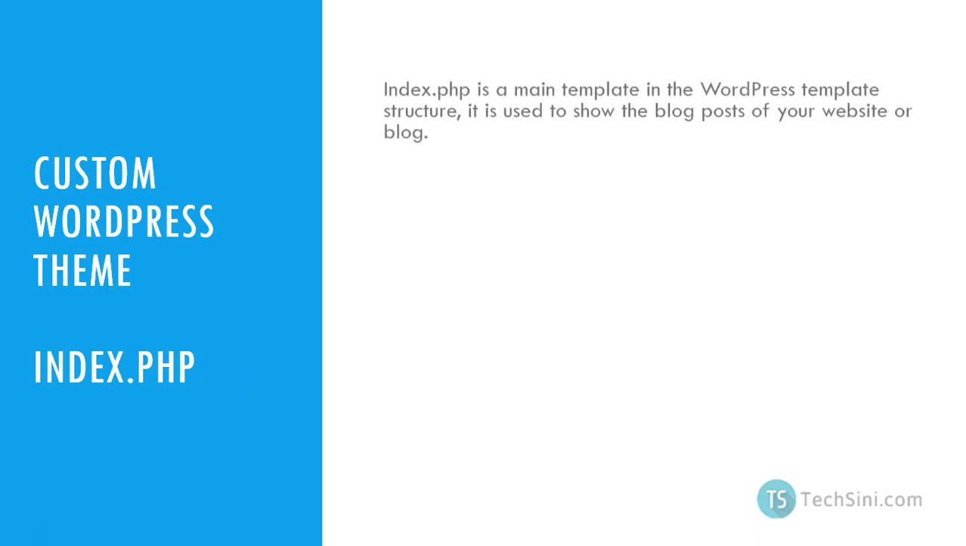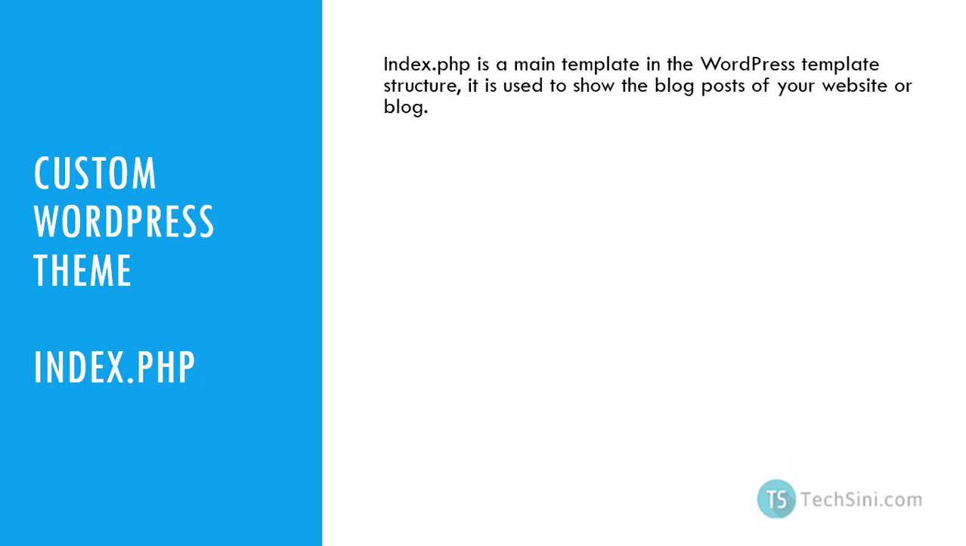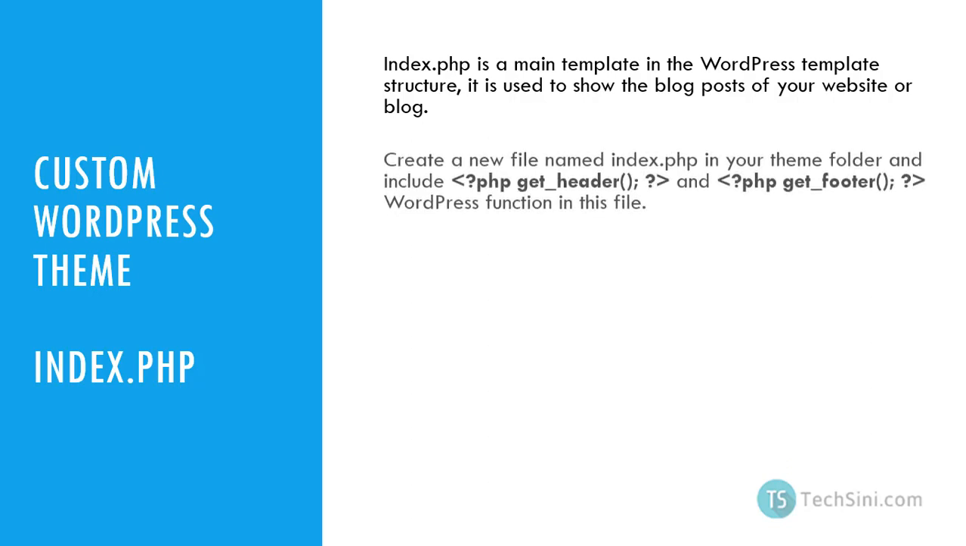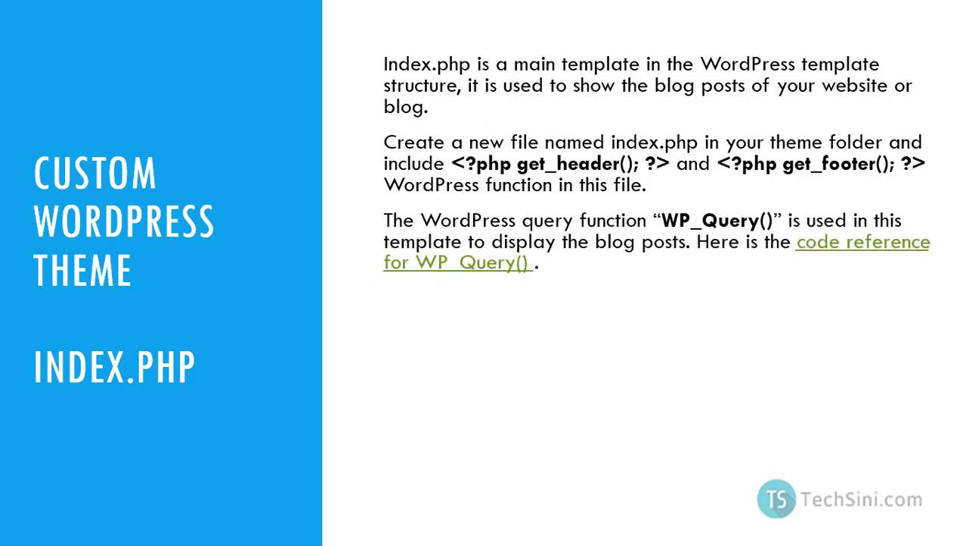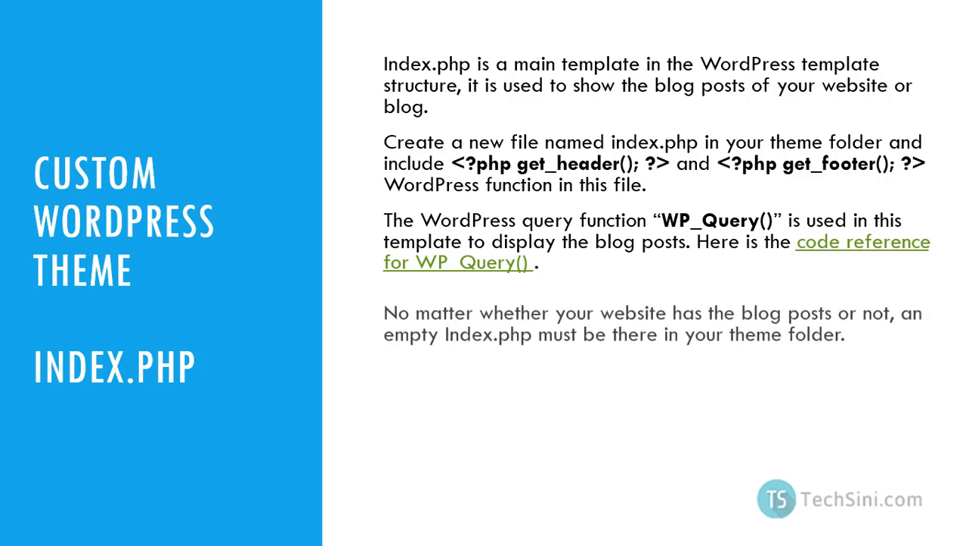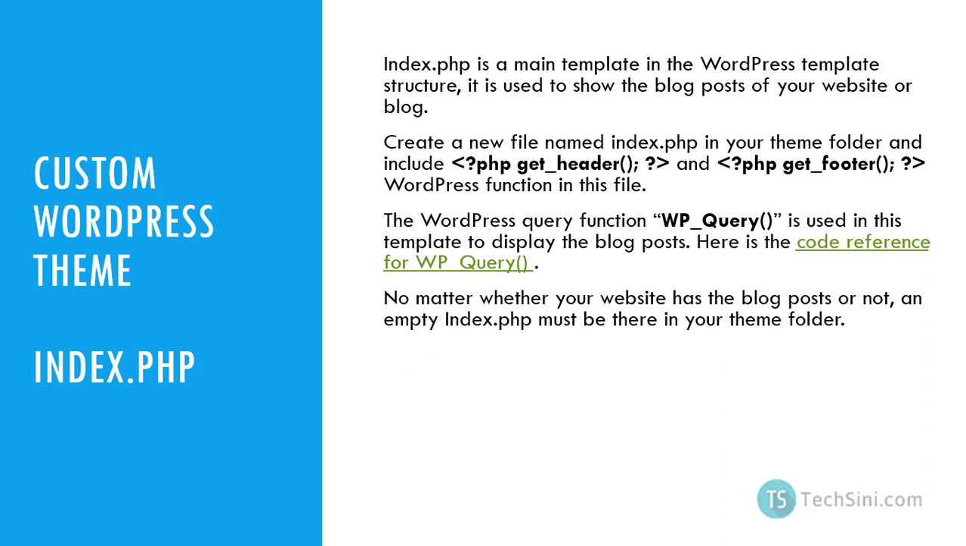Index.php. Index.php is the main template in the WordPress template structure. It is used to show the blog posts of your website or blog. Create a new file named index.php in your theme folder and include getHeader and getFooter WordPress functions in this file. The WordPress query class, WP_Query, is used in this template to display the blog posts. Here is the code reference for WP_Query. No matter whether your website has blog posts or not, an empty index.php must be there in your theme folder.